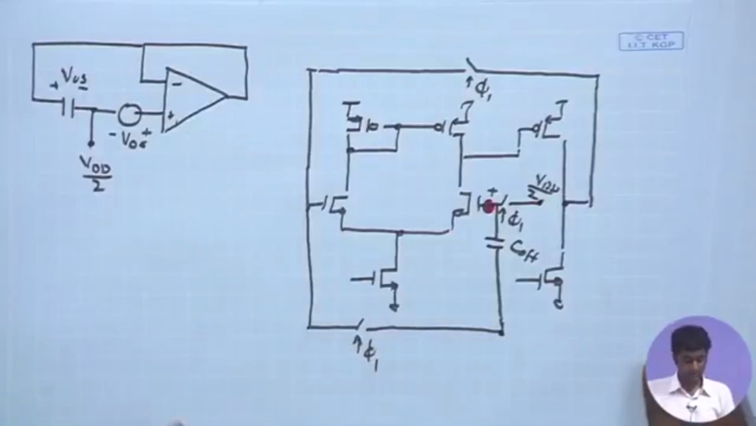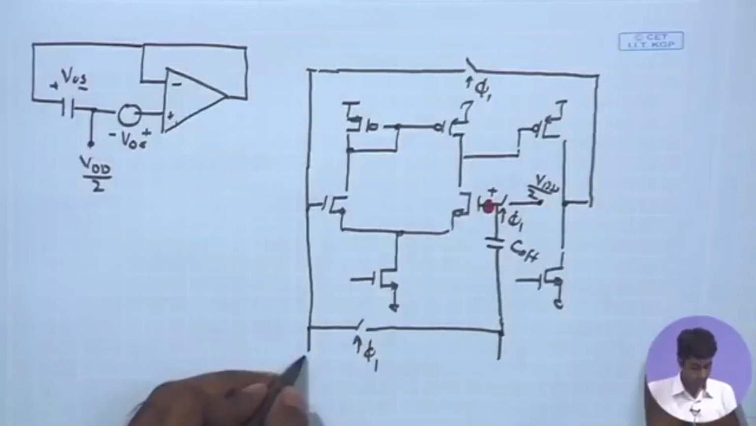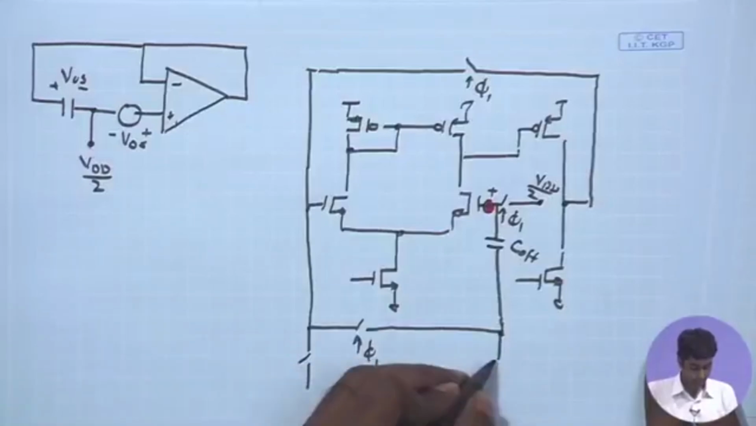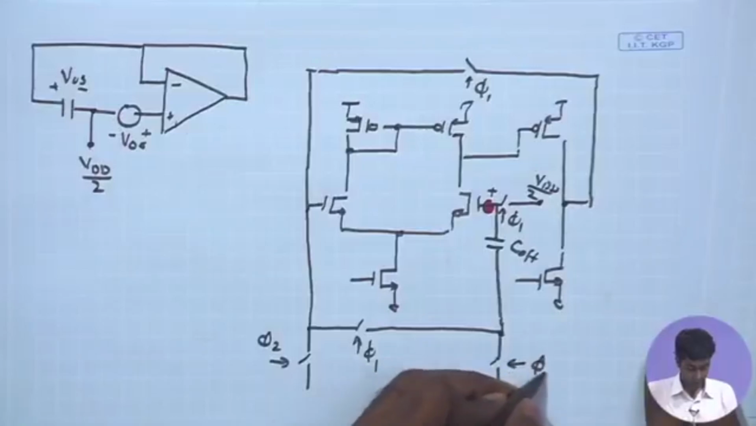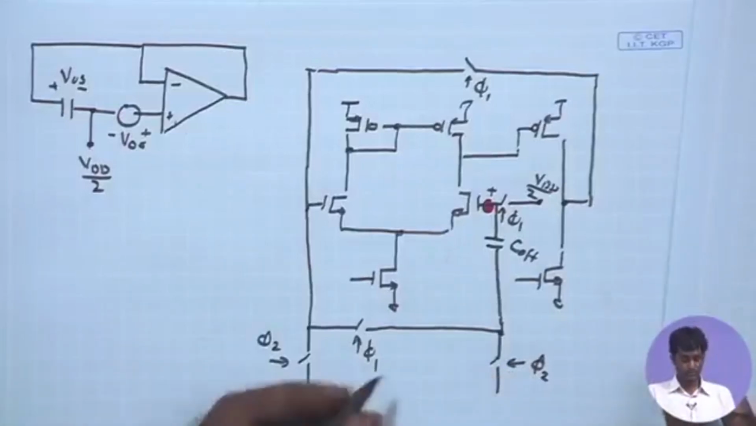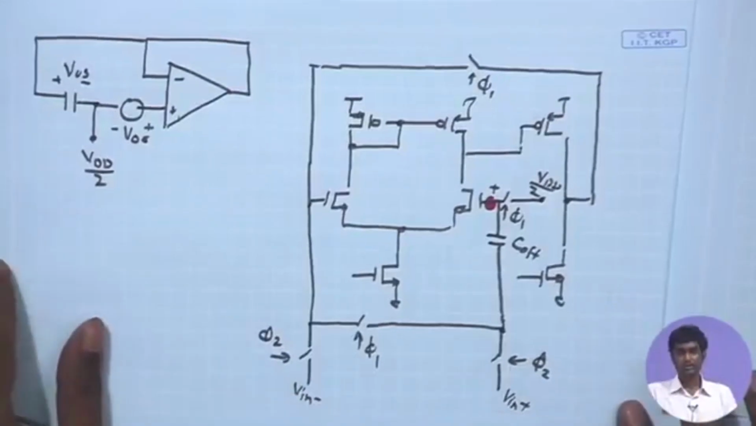So, these are the 3 switches driven by the phi 1 pulse, and then we also have the other 2 switches driven by the phi 2 pulse. So, this is what we have. You have the V in plus and V in minus.